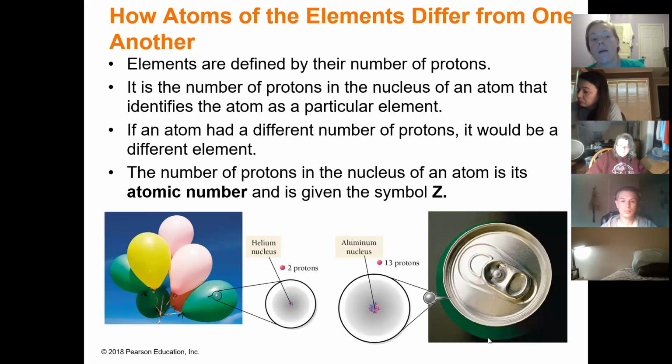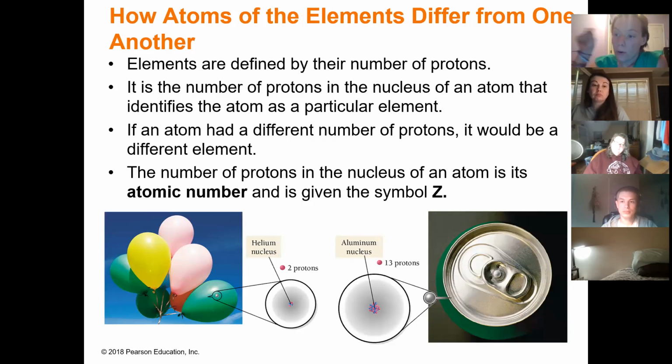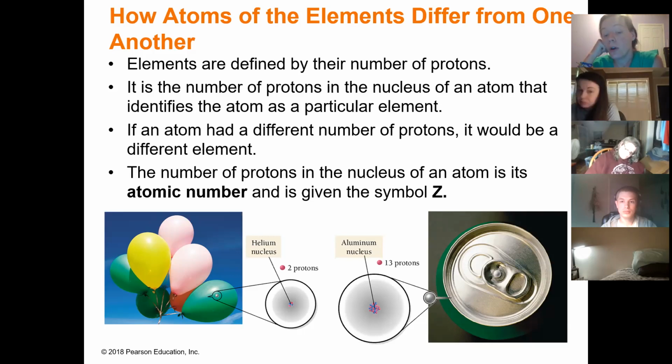All right, so what makes an atom an atom? Like what makes a carbon atom, or in this case, what makes a helium atom and an aluminum atom an aluminum atom? The number of protons is the defining factor in your element, okay? So if you have 2 protons in your nucleus, you are helium, and you will have the properties of helium. If you have 13 protons, you are aluminum, and you have the properties of aluminum. That is known as the atomic number. Sometimes it's called the Z number.